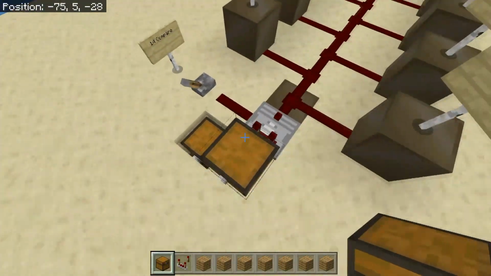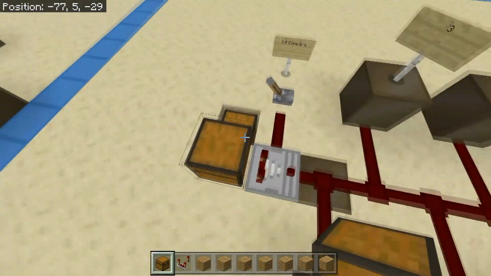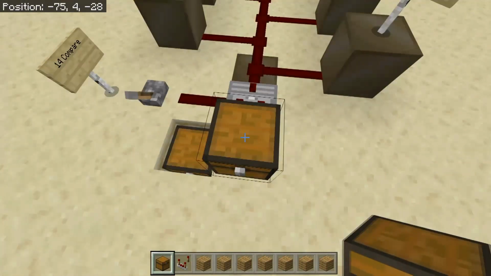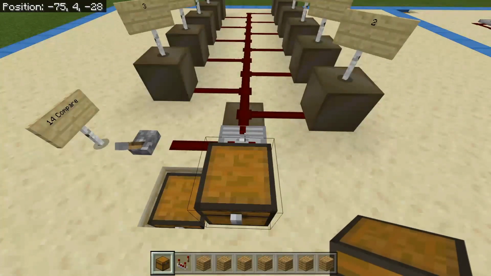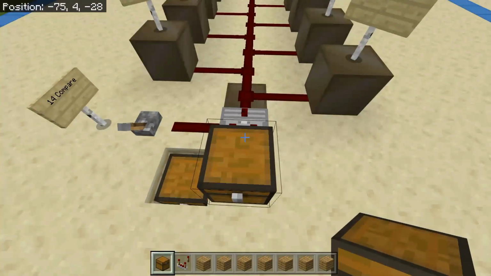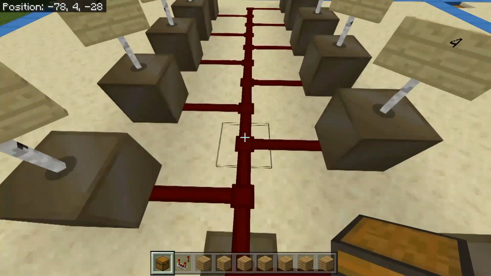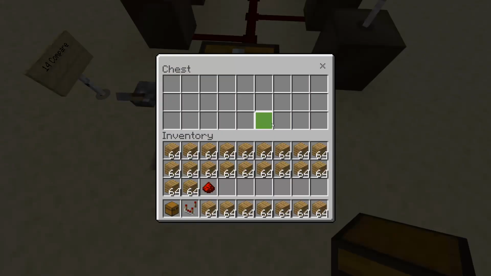Now, a comparator can also take information from a storage device. There's actually a number of devices in Minecraft that a comparator can take information off of. And what it does is it reads the information from it, and then it outputs a signal according to what it's reading. In this case, we have an empty chest.